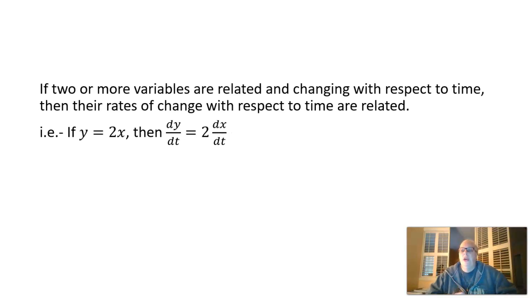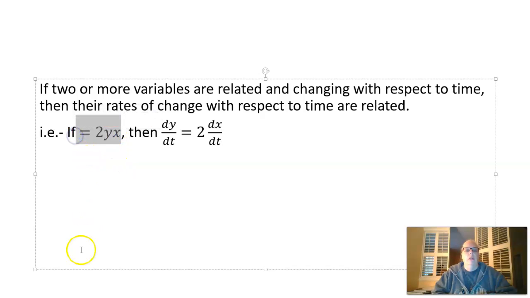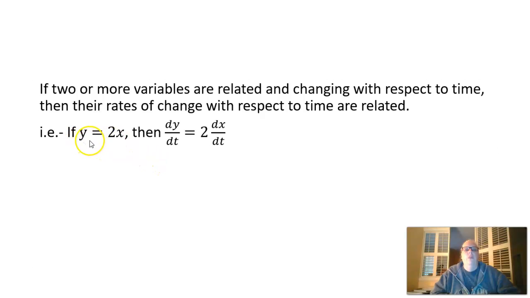The first thing you need to know is if you have a relationship between two variables and those two variables are changing with respect to time, then their derivatives, or their rates of change, are also going to change with respect to time. And that's what we have right here. We've got a relationship right here, y is equal to 2x, okay? And I'm going to change that. So our variables are related, y is equal to 2x, this is our relationship, and if they're changing with respect to time, then the derivative of each side of that equation is also going to have to be related, their rates of change, with respect to time down here.